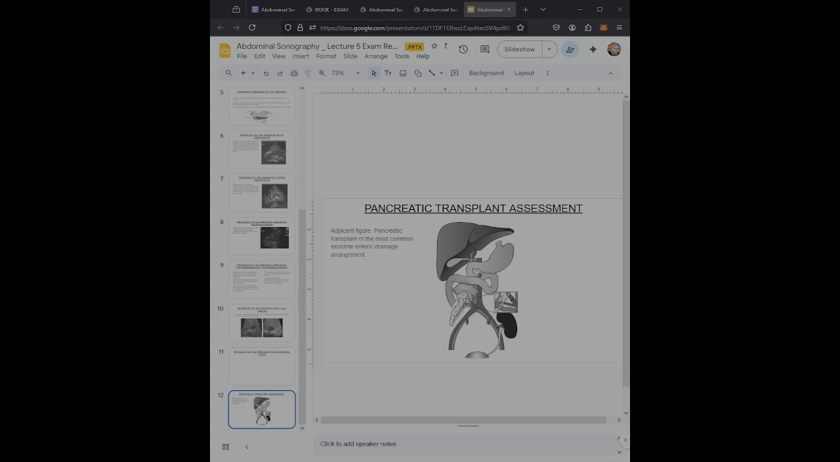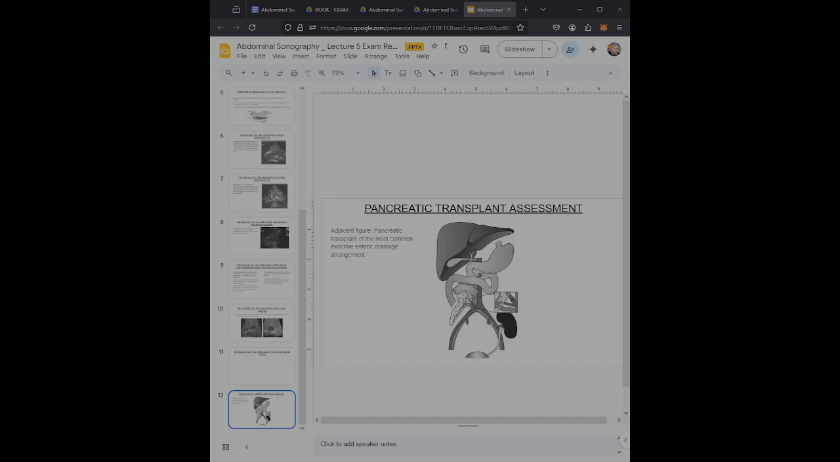The other common type, exocrine enteric drainage, occurs by having the donor duodenum anastomosed to a loop of the jejunum. And with this technique, the splenic and superior mesenteric arteries are connected with the donor iliac arteries in what we call a Y graft. And the donor common iliac portion is anastomosed to the recipient's common iliac artery and external iliac artery. And these transplants may be located in the right upper quadrant or on the right side and may have vertical orientation in the body.